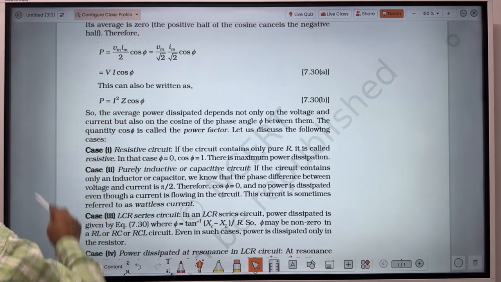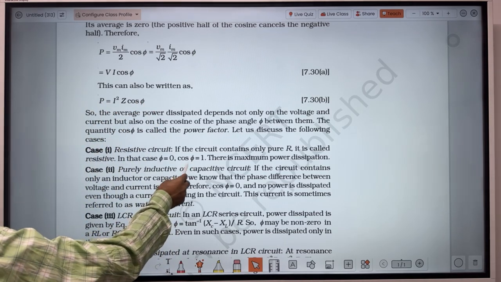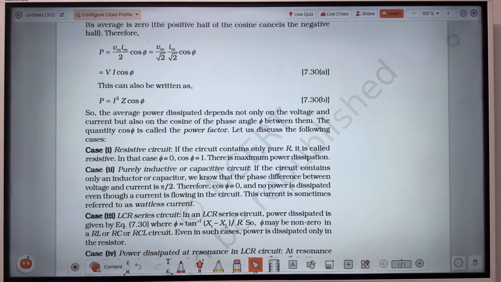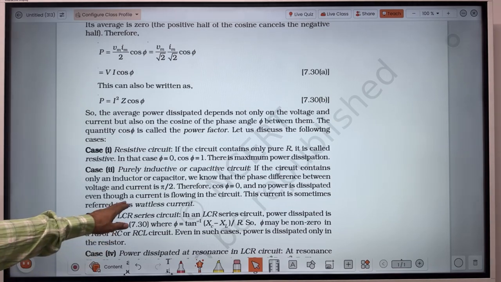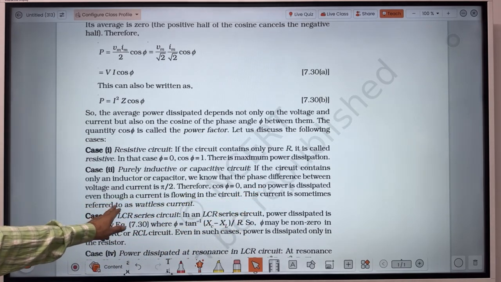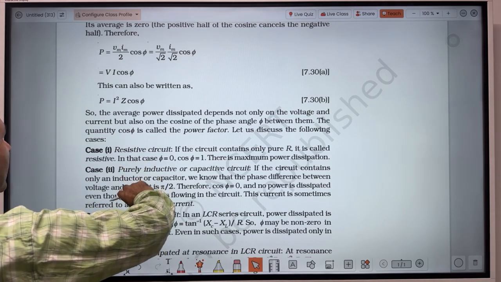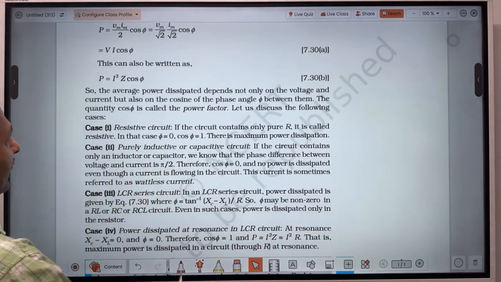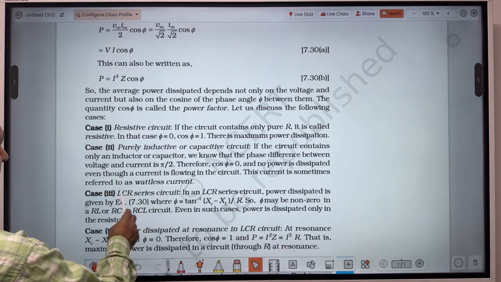When cos phi is 0, in that case power consumption will be 0. When cos phi is 1, in that case maximum power consumption will take place. So we have already studied that in the case of a capacitor or inductor, the lag between voltage and current is pi by 2. So in that case there is no power consumption. In such a case it will be wattless current, right? Here the same thing is explained. Cos phi equal to 0, and no power is dissipated even when the current is flowing in the circuit. This current is sometimes referred to as wattless current. So wattless current is that current in which there is no power loss, right?